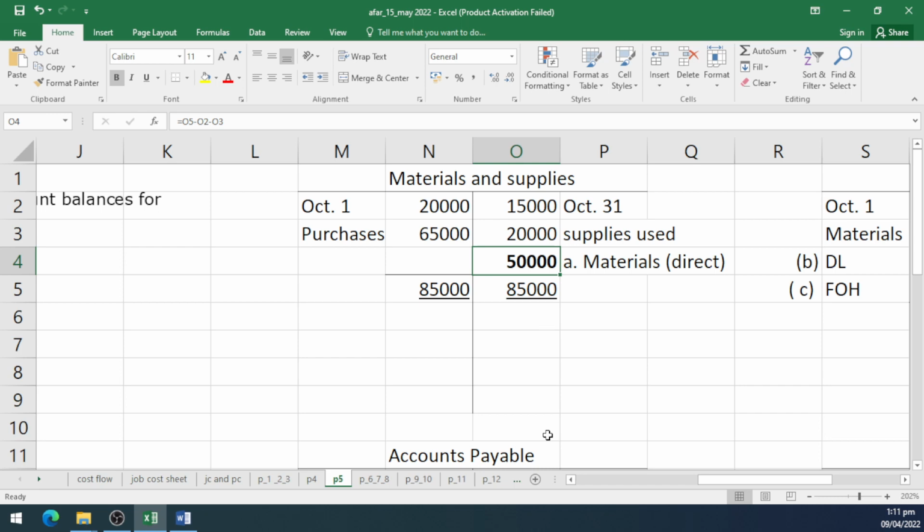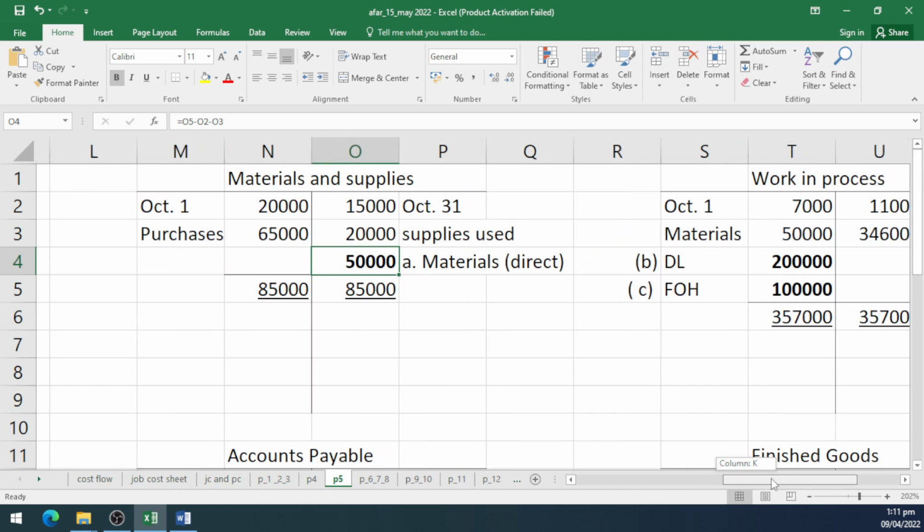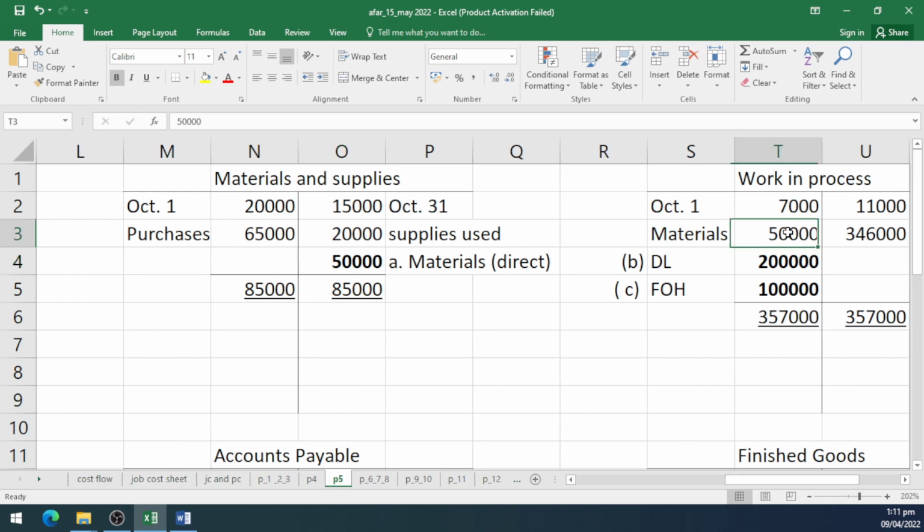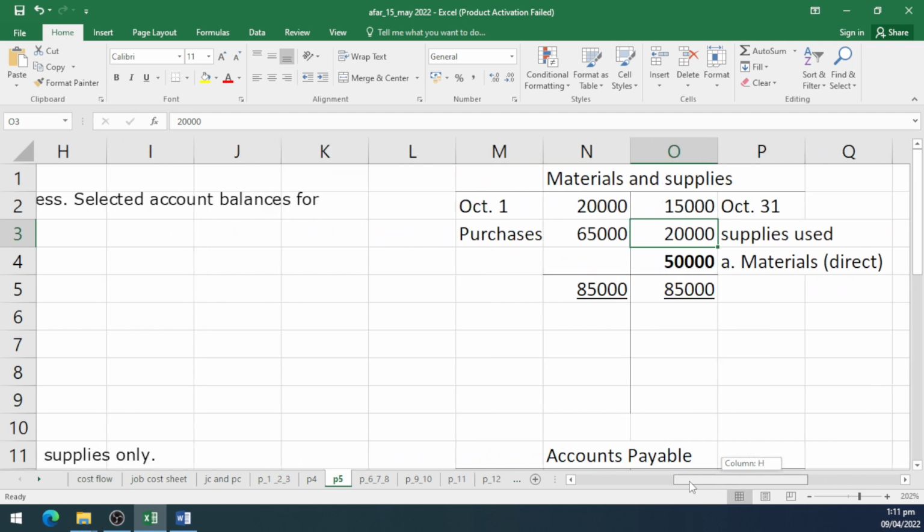50,000 materials issued. And when that was issued, credit materials and supplies, 50,000. And debit to work in process. Ito, mapupunta sa work in process yon. Etong 20,000, debit factory overhead control yan. And credit to materials and supplies. Okay? So, okay na tayo sa materials, ladies and gentlemen.